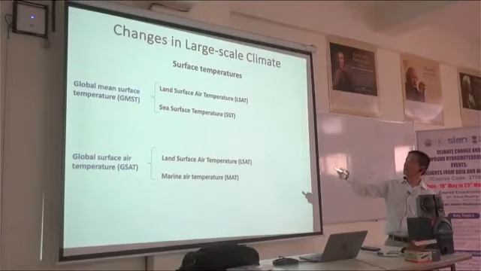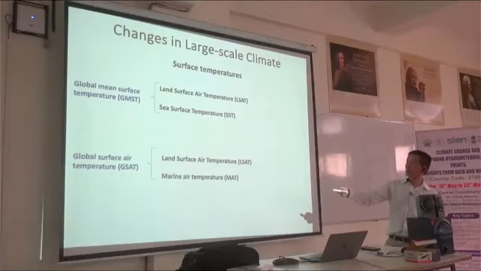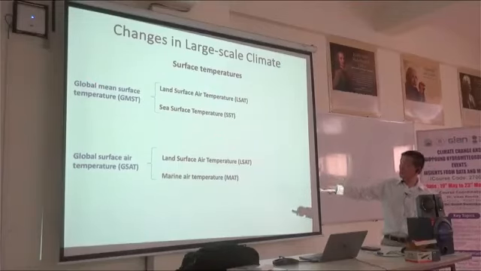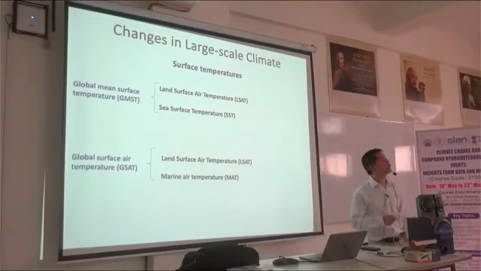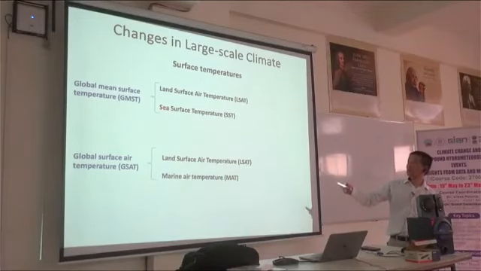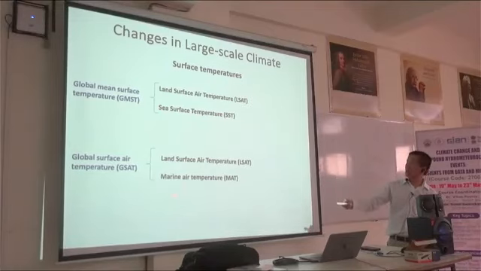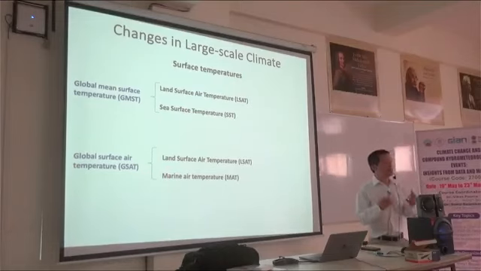For both data sets, people use the land surface air temperature, SLAT. So these are the same between the two. Really, the difference is how people measure ocean temperature. In one data set, people measure sea surface temperature, SST. For the other one, people use marine air temperature, MAT. So this is surface temperature, this is air temperature. They are different.